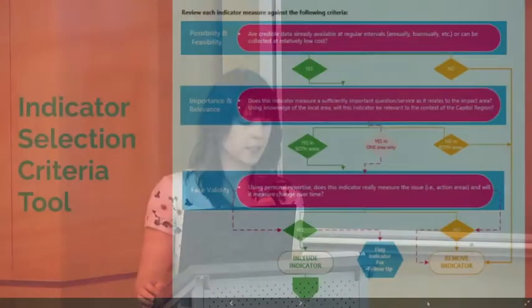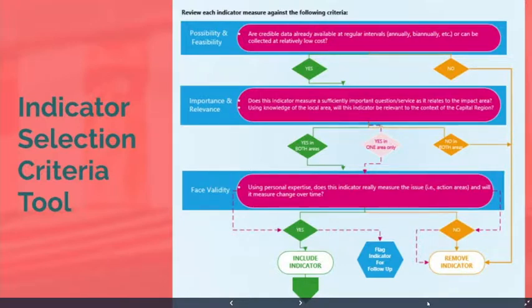For the third phase, using the information from the literature scan as well as the stakeholder engagement, I adapted an indicator selection criteria tool for the Food Metrics Working Group to use when they begin selecting indicators. It is kind of hard to see, so if you have questions afterwards, feel free to ask. But the general idea of this tool is to help the group members select indicators that are feasible to collect data for, that are important and relevant to the context of the capital region, and that are valid and actually measuring what they're intended to measure.